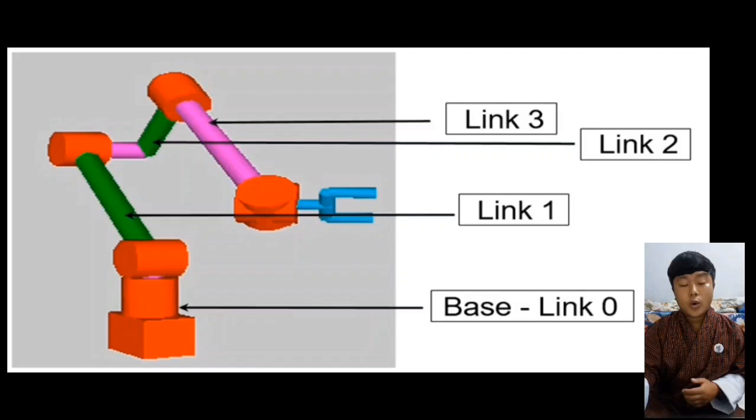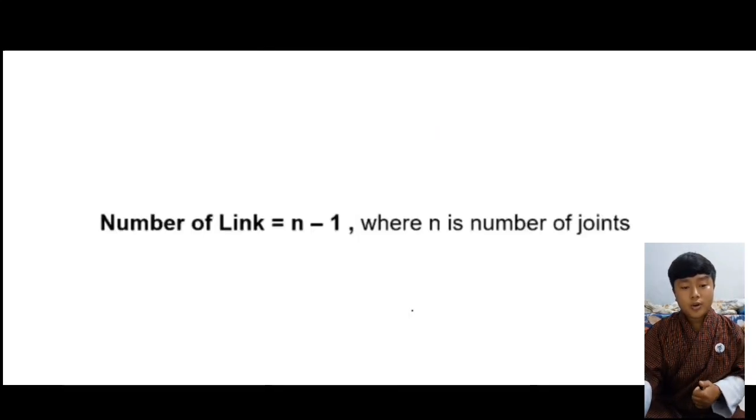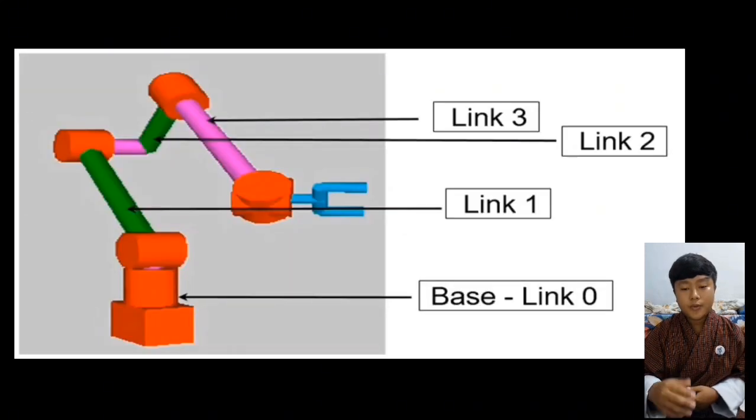Now, what is a link? A link is also called an arm, and these are the rigid structures connecting the joints. The ground or base is also called the base link and considered as link 0. Therefore, the number of links will be from 0 to n-1, where n is the number of joints. Here, if there are 4 joints, then there will be 3 links, and if there are 3 joints, then there will be 2 links.